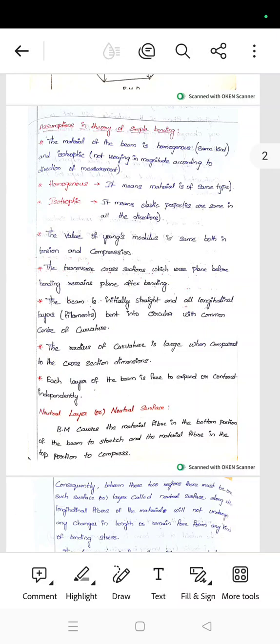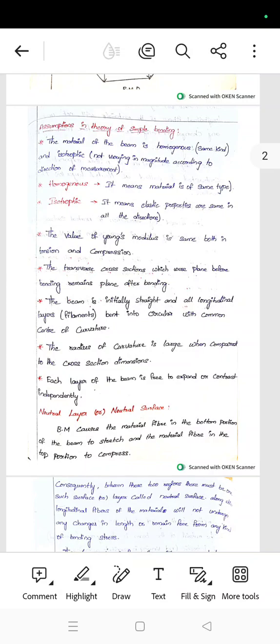so what is meant by homogeneous? It means it's of the same material. We'll be using the same kind of material throughout the length of the beam or throughout the section. Okay, next, and it is also isotropic. Isotropic means the elastic properties are the same in all directions, like x, y and z direction. Okay, next assumption, the value of Young's modulus is the same both in tension and compression.